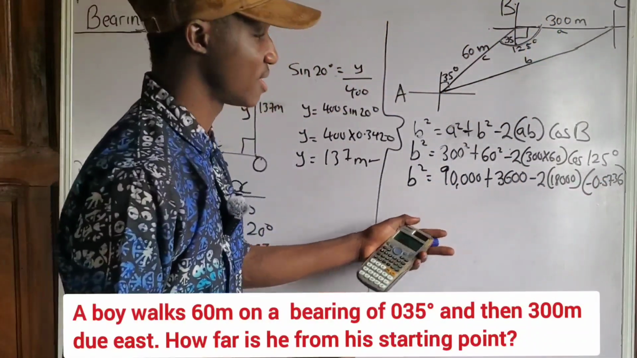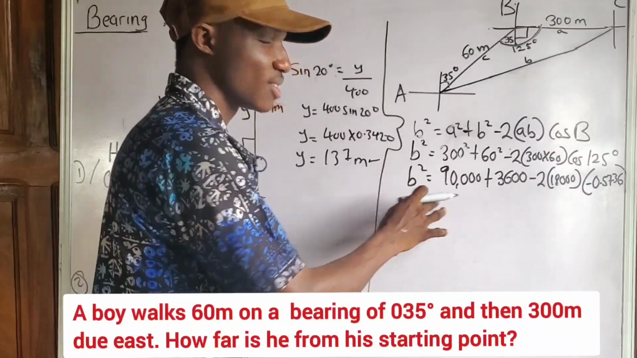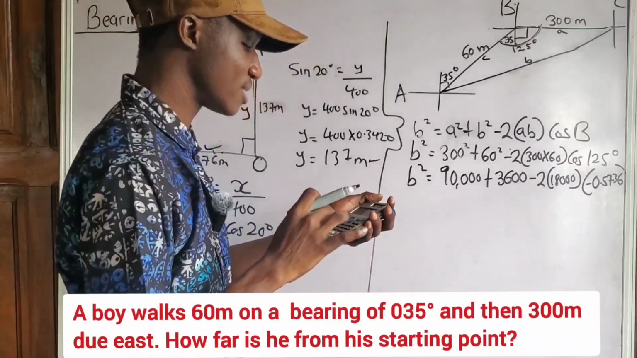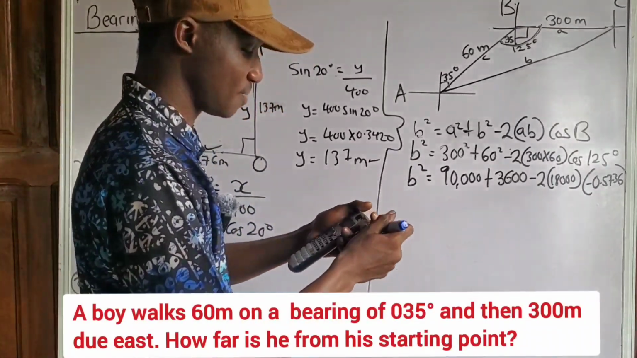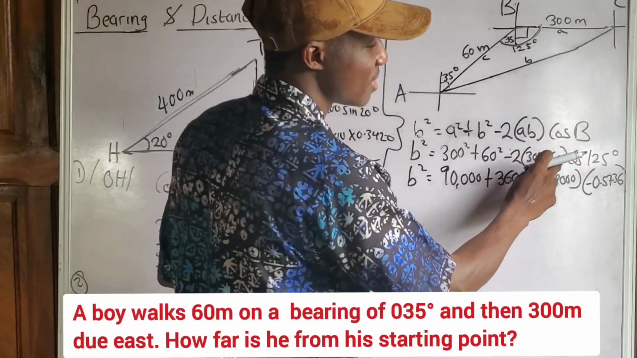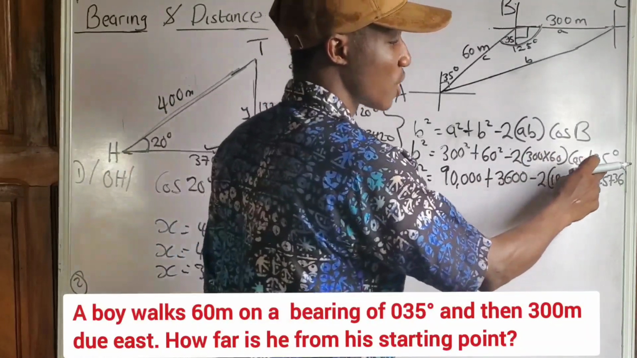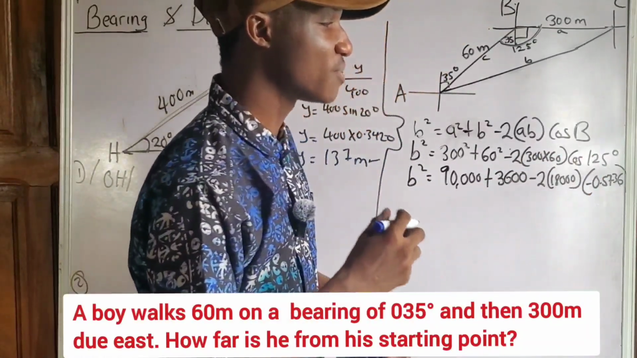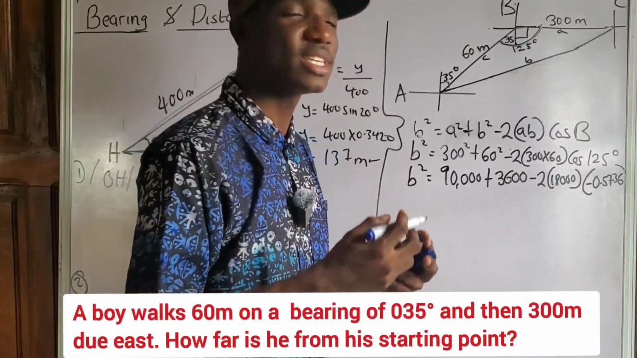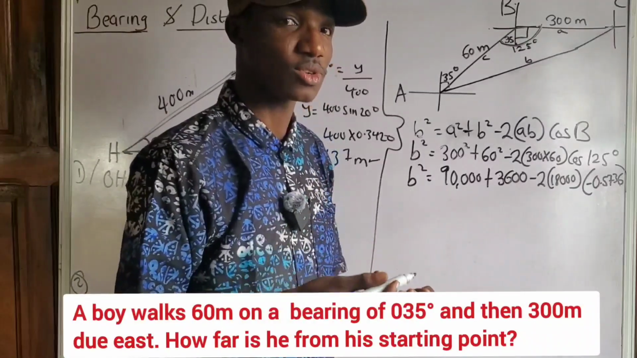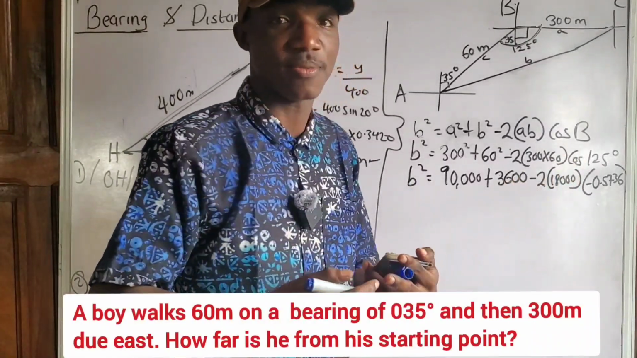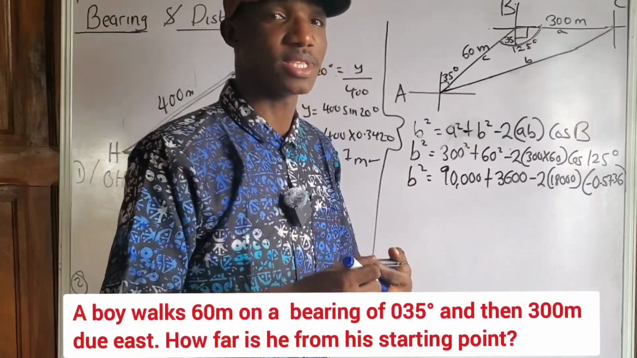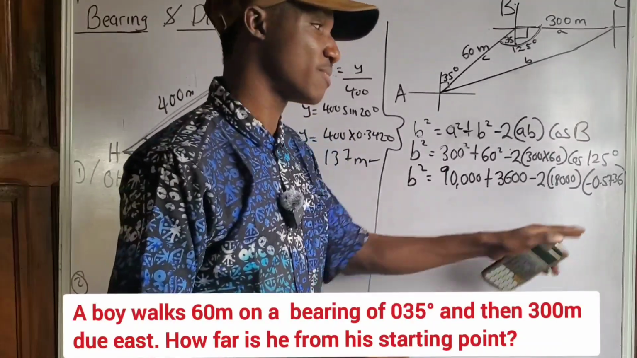Do you understand this? 300 squared is 90,000. Are you getting it? And 60 squared is 3,600. 300 times 60 is 18,000. Cos 125 is negative 0.5736 because it is only sine that is positive in the second quadrant, and 125 is in the second quadrant, so cos is negative. So that's why we have the negative sign.